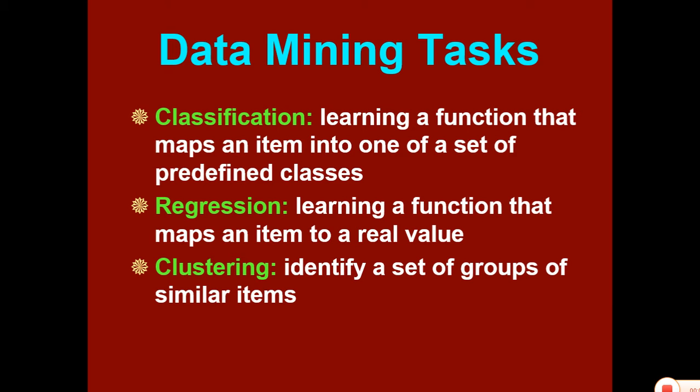Classification is nothing but learning a function that maps an item into one of a set of predefined classes. For example, we can find all credit applicants who are poor at credit risk. So they are of one type, and we are classifying them according to their credit score. The second one is regression. It is nothing but learning a function that maps an item into a real value. So definitely what you are going to do is map this to a real value, and that is regression.